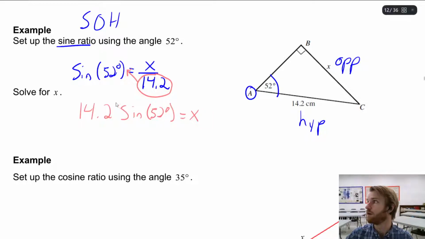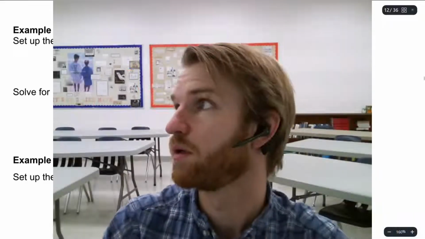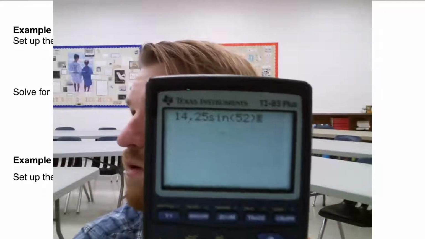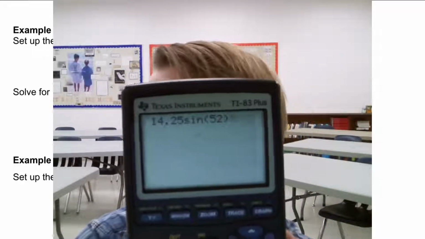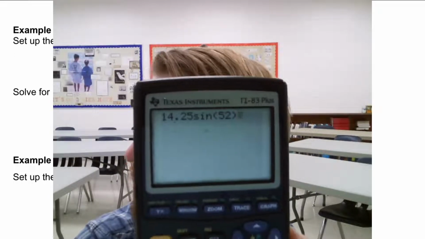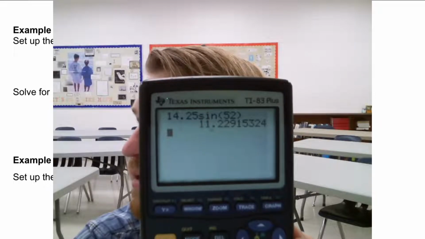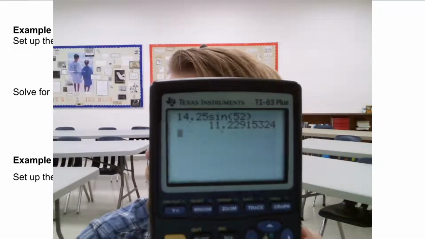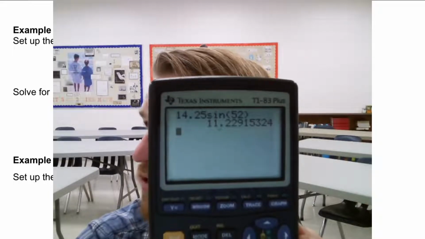Reminder, your calculator needs to be in radian mode. So what I have here is 14.25 times sine 52. You can write a multiplication symbol between the 14.25 and the sine if you want, but either way, it's going to give you the same answer, which was 11.2229. So I'm just going to say 11.2.